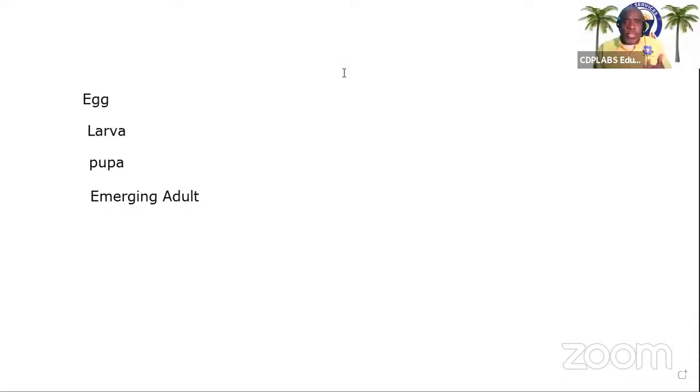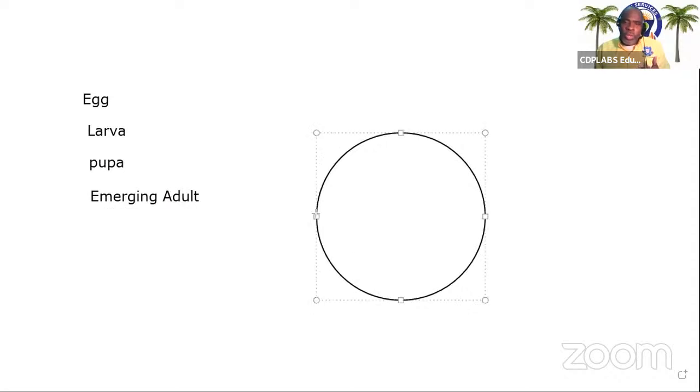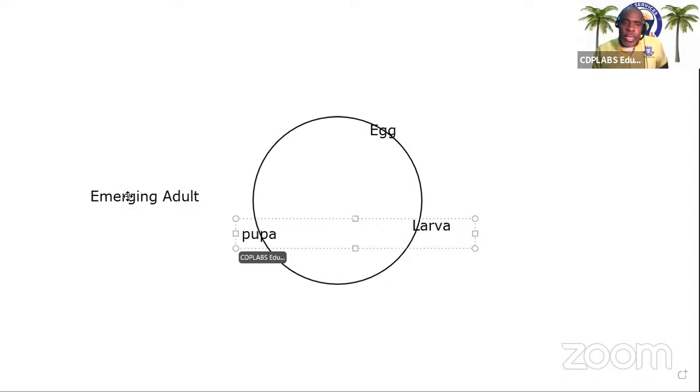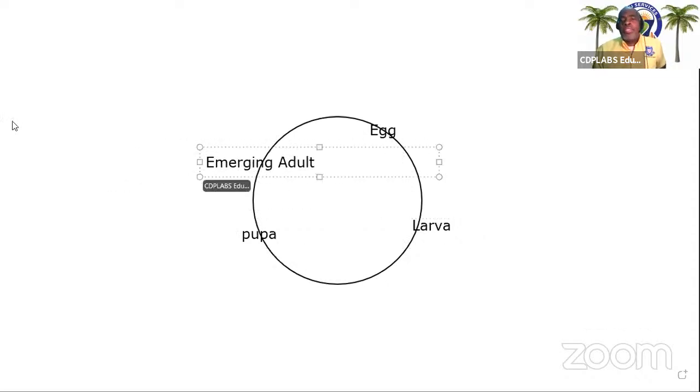I just want you to learn certain techniques. So here's a circle that I'm going to draw now. You see where I'm going? So watch the story now. The egg goes here, then the larva goes here, the pupa goes here, and the emerging adult goes there. Isn't that what it is?